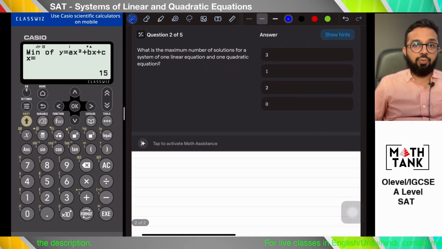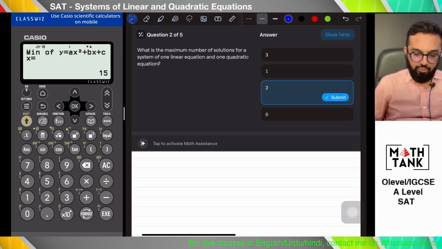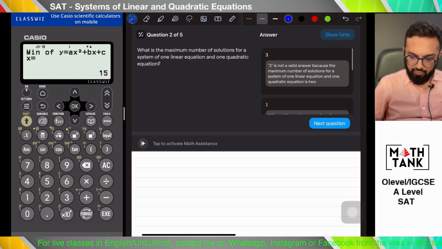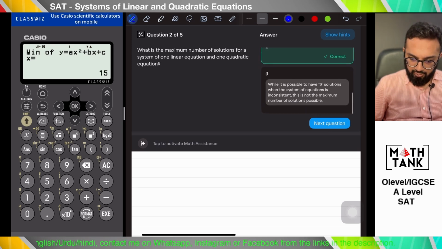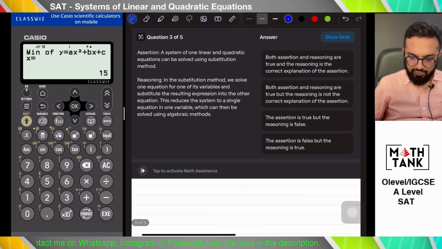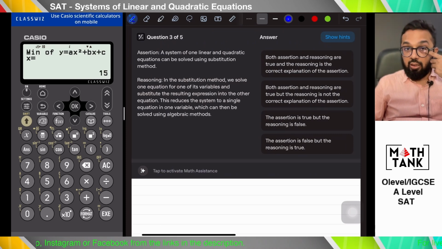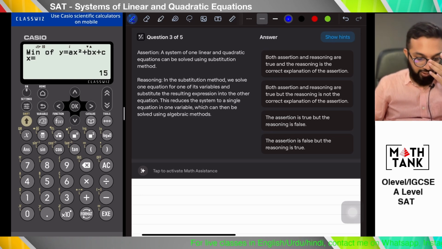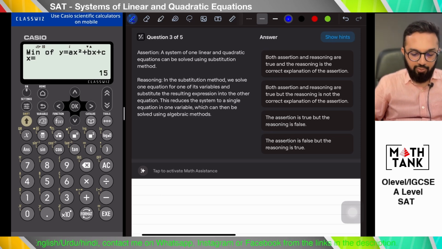What is the maximum number of solutions for a system? So 2, when you have a quadratic and a linear, is the maximum number of solutions. It's also giving me why the other answers are not possible. A system of one linear and one quadratic can be solved by using the substitution method. In the substitution method, we solve one equation for one of its variables and substitute the resulting expression into the other equation. This reduces the system to a single equation in one variable, which can then be solved using algebraic methods.